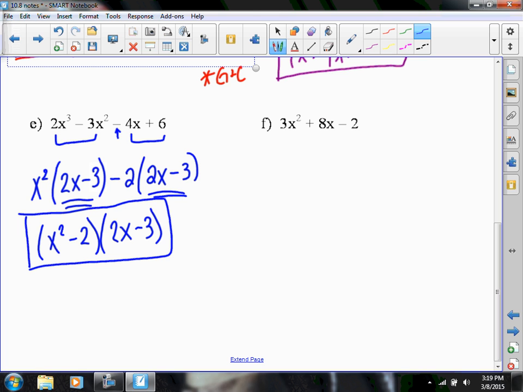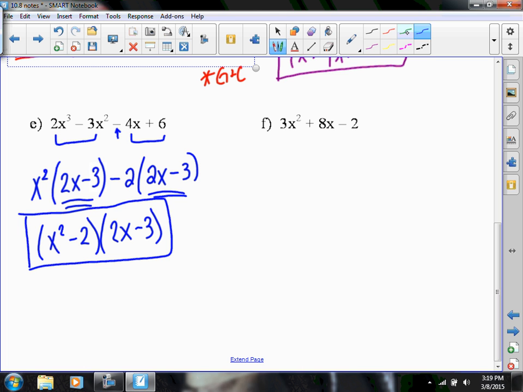Okay, now part F. Let's see. There's no greatest common factor. And there's only 3 terms this time, so I don't have to do grouping. I could try and do guess and check. But if I try to do the guess and check, I'm not going to be able to.